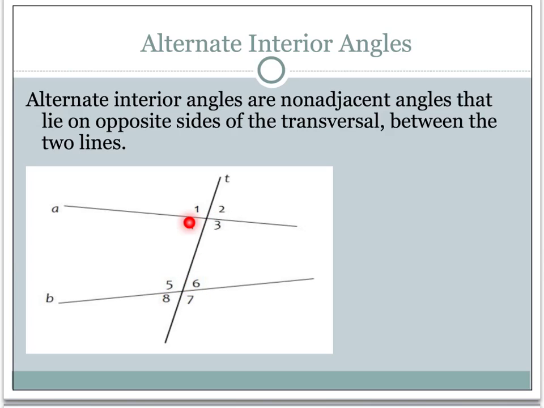You've got 4. Now 4 and 3 are on alternate sides, but they are adjacent angles. They're right next to each other. So those are not alternate interior. They have to be non-adjacent.